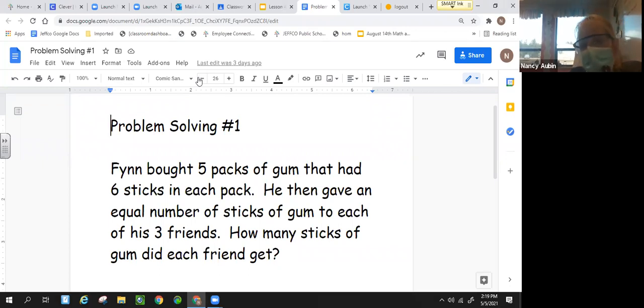Finn bought 5 packs of gum that had 6 sticks in each pack. He then gave an equal number of sticks of gum to each of his 3 friends. How many sticks of gum did each friend get?